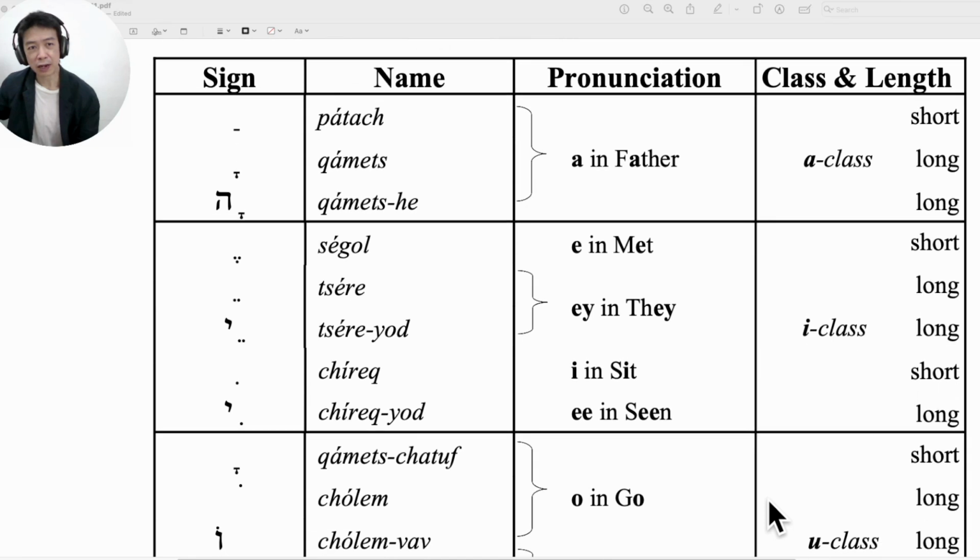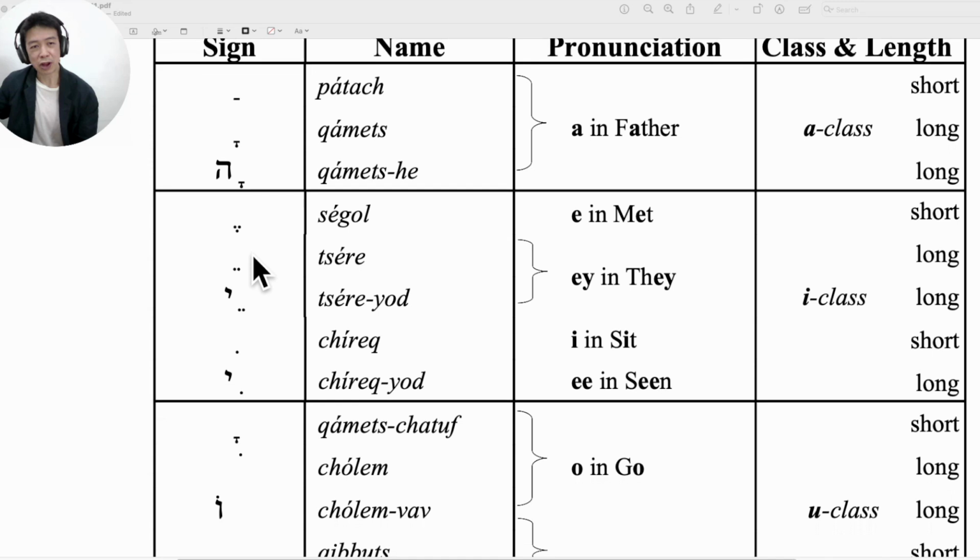The first one at the top is called a patah. It looks like a dash. It's pronounced like an ah, as in father. The second one, that looks like a tiny little T at the bottom of a letter, is called kametz. It's also pronounced like an ah. The next one, that looks like a kametz with a hey, is called kametz hey. It's also pronounced like an ah.